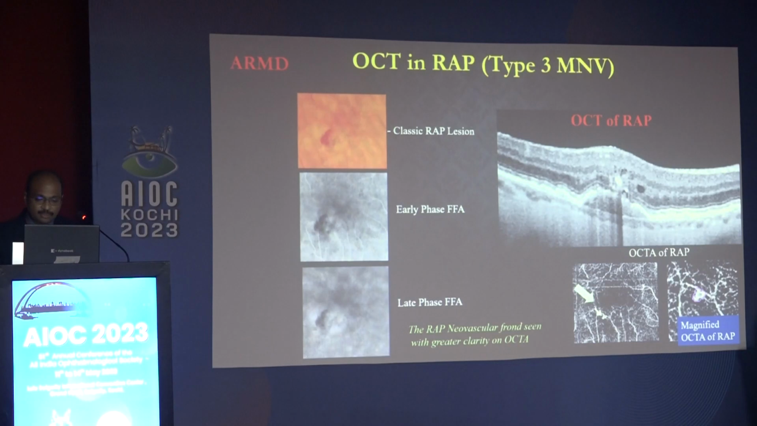So this is another example of a RAP lesion where you have the disproportionate amount of hemorrhage on the fundus photo, hazily seen on the early and the late phase FFAs. And importantly, you see the RPE here and this little clump of neovascularization emanating from the retinal circulation. On the OCTA, you see it better here, and this is the magnified view of the network.